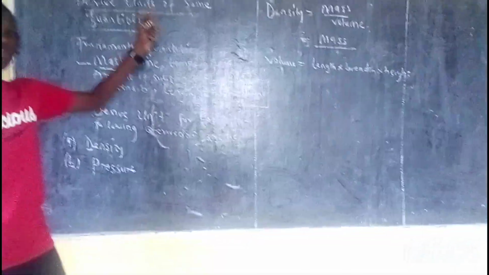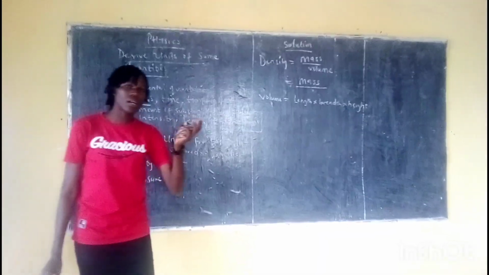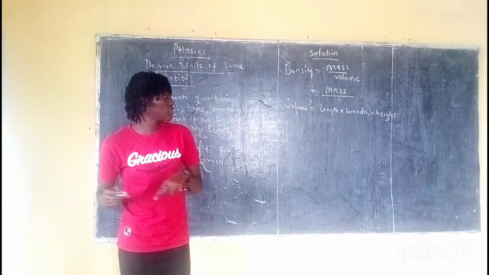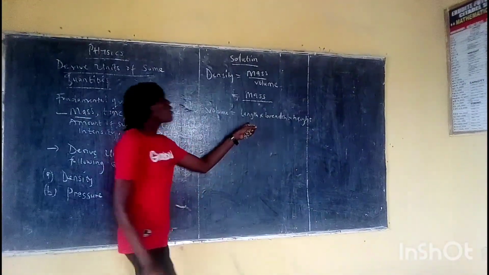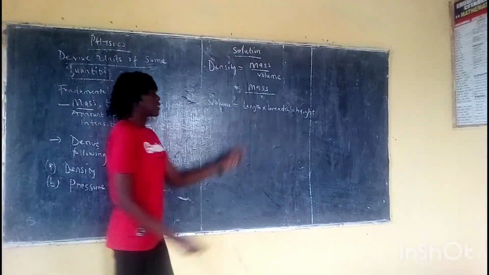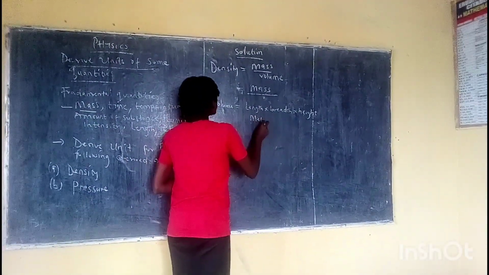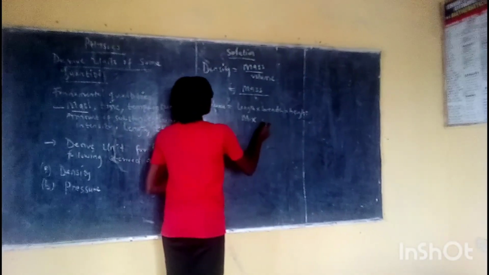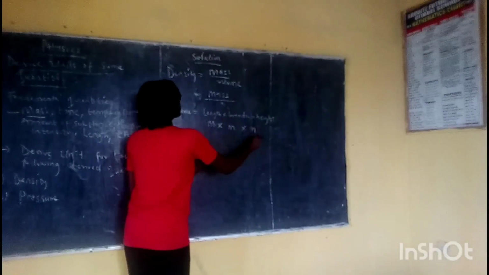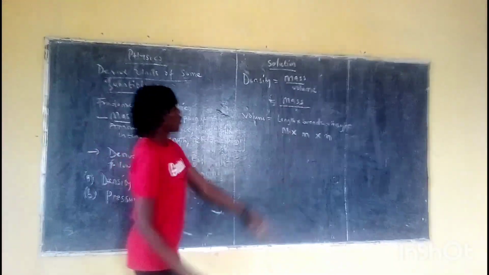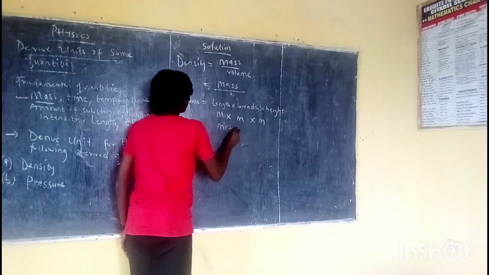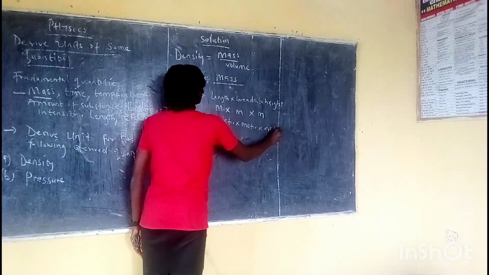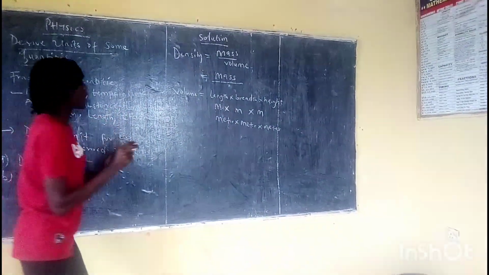Now since we've gotten the formula for volume, we're going to express it to the fundamental unit. In measurements, we have fundamental quantities, fundamental units, derived units, and derived quantities as well. So now the unit of length: length is measured in meters. So we're going to write meter times meter times meter, that is meter cube. So this is what it means.